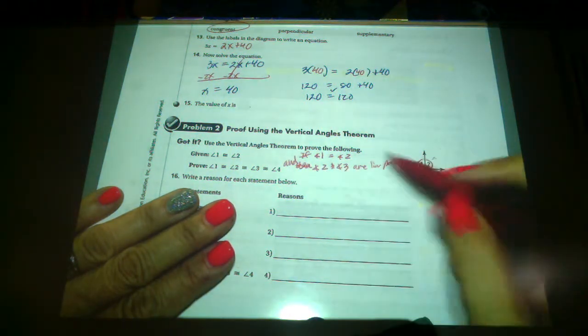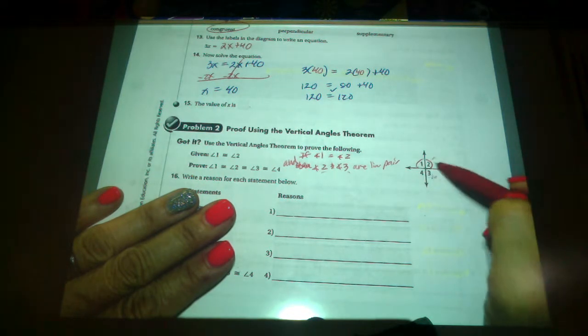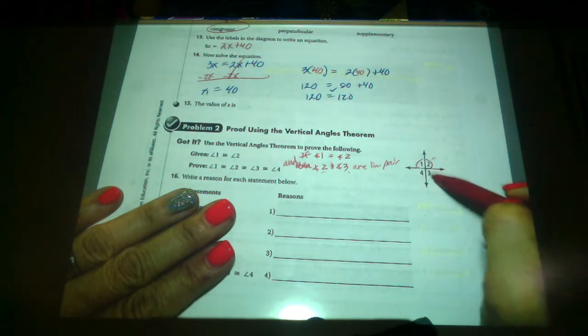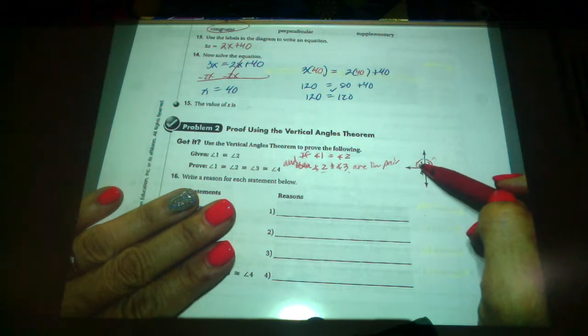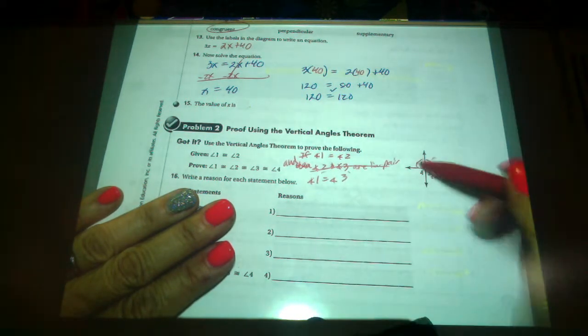So then I could conclude from there that those are supplementary, right? And that they add to 180. So once I conclude that, then couldn't I conclude that 1 and 3 are congruent? I could just actually jump to that already, couldn't I? Just from using vertical angles. So instead of even doing that, I could do angle 1 is congruent to angle 3. Why? Because they're vertical.